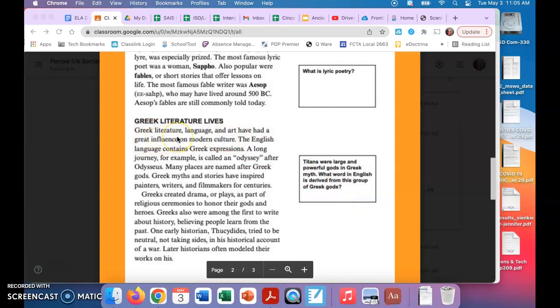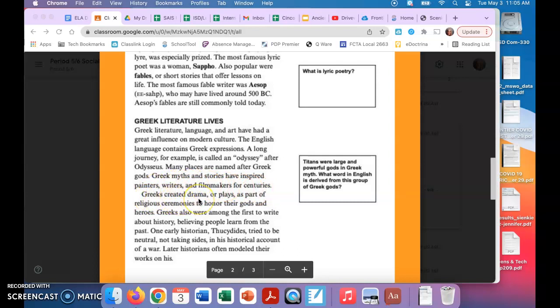Greek literature, language, and art have had great influences on modern culture. The English language contains Greek expressions. A long journey, for example, is called an Odyssey after Odysseus. Many places are named after Greek gods. Greek myths and stories have inspired painters, writers, and filmmakers for centuries.